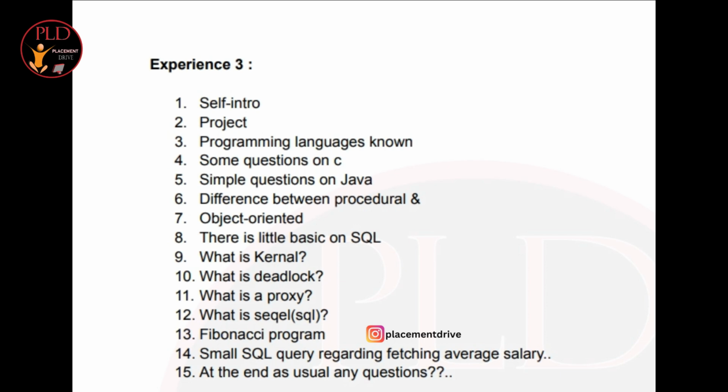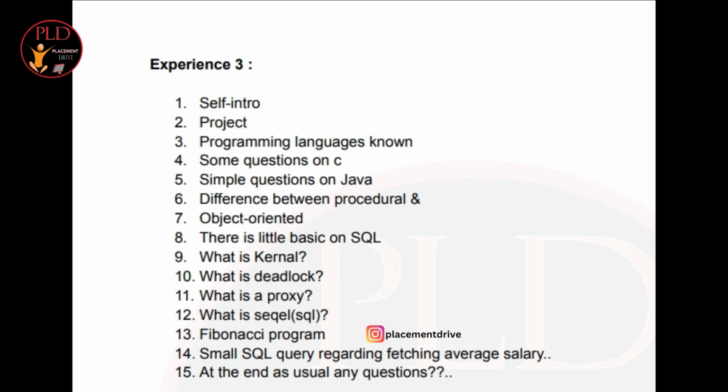And the next question is Java questions. The candidate was asked elementary questions about Java programming, testing their knowledge of Java syntax and concepts. And the next question is programming paradigms. The interviewer discussed procedural and object oriented programming paradigms, evaluating the candidate's understanding of different programming approaches.